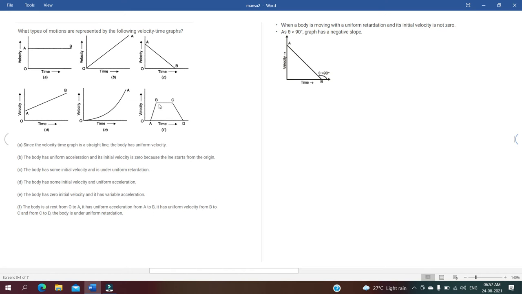Now from B to C, the graph is a horizontal line parallel to the time axis. BC and the time axis are parallel to each other. Therefore, we can say that there is no change in velocity. Velocity is constant, uniform from B to C. The slope of this line is 0. That's why acceleration is 0. Now from C to D, we can see that this angle is greater than 90 degrees. This is a downward sloping line, so its acceleration is negative and the body is moving under uniform retardation or deceleration.